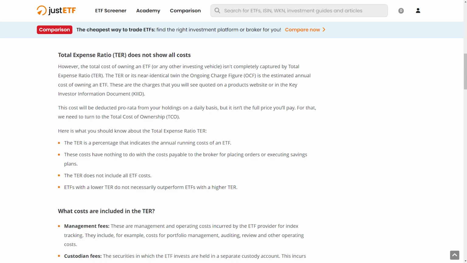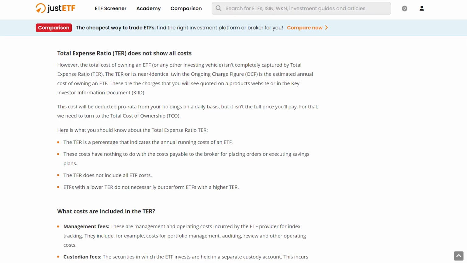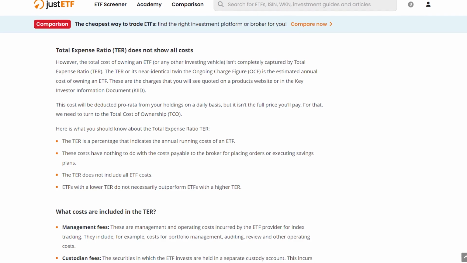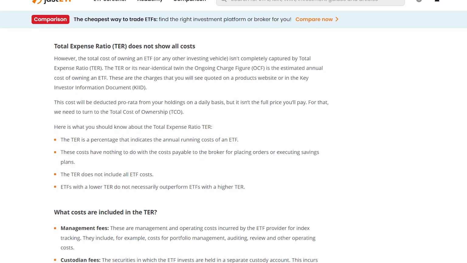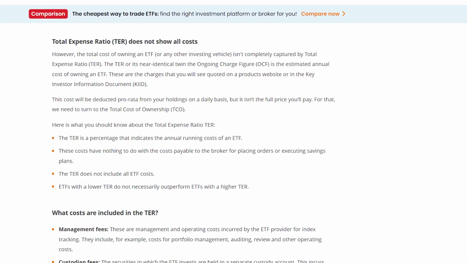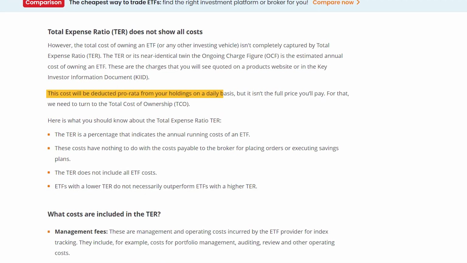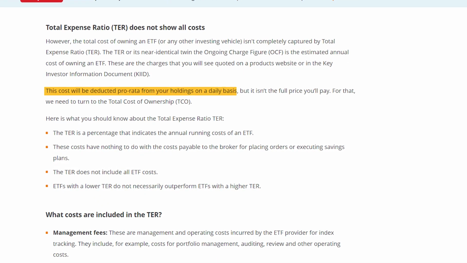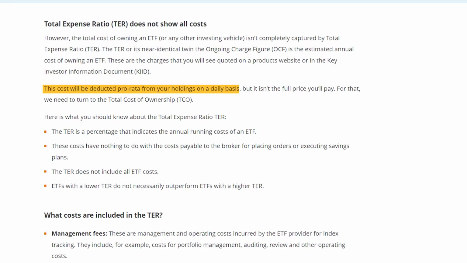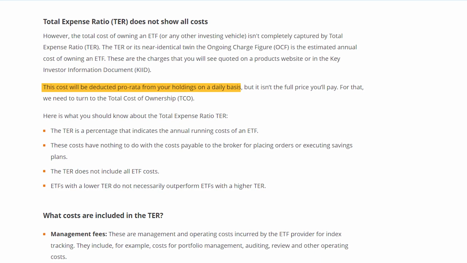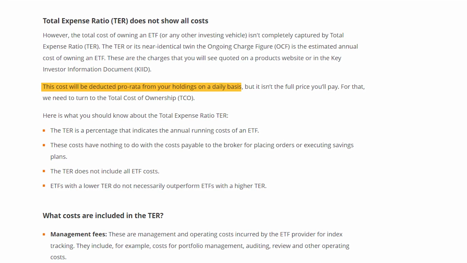Before moving on, the final point I want to mention regarding TER is how it is paid. A common question for beginners is when and how the fund fee is paid, and the answer is you do not directly pay it. The TER is deducted pro rata daily directly from the fund assets and not from your account, so you do not even know you've paid it. The share price of the ETF reflects the performance net of the TER.